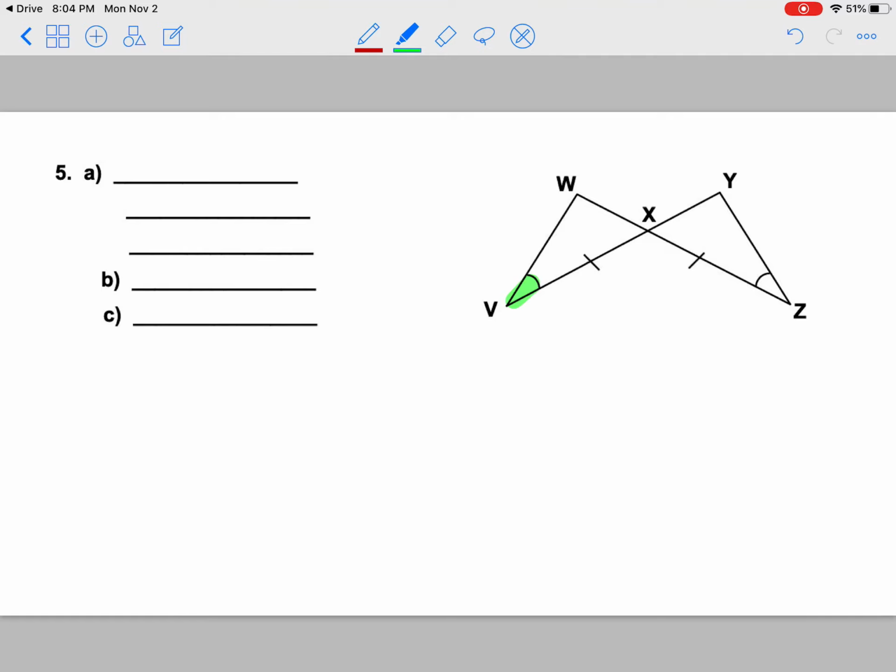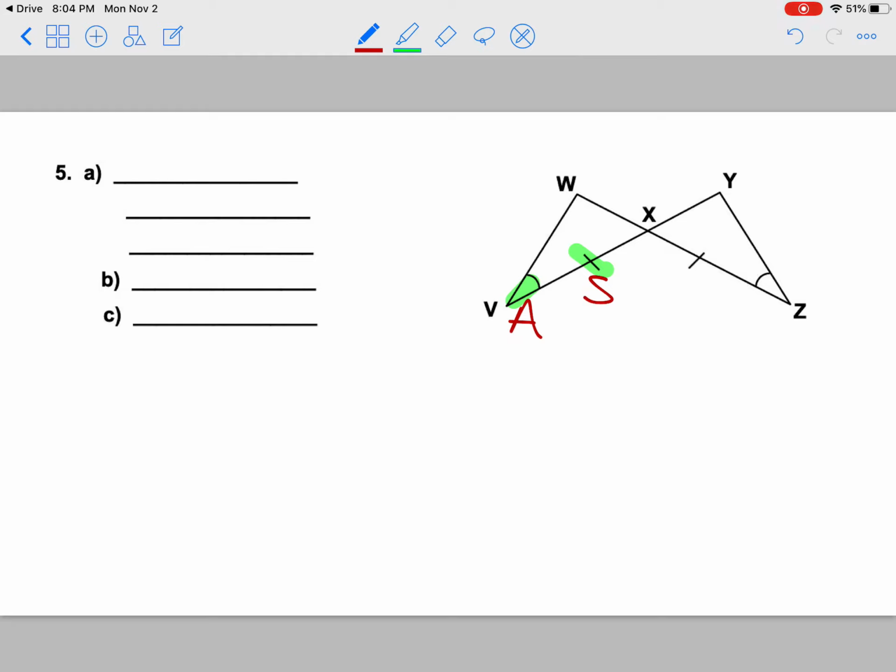Okay, let's look at this one. So let's look at our markings. I see an arc mark here, which means we have an angle. Then I see a tick mark, which means that's a side, but again, that's only two. We need three things. You don't get to mark sides unless they are reflexive, meaning they're shared.